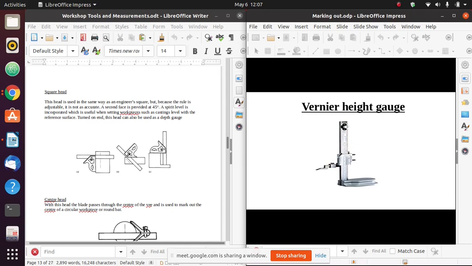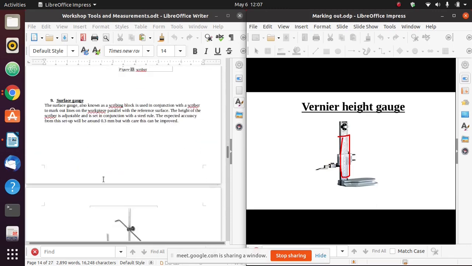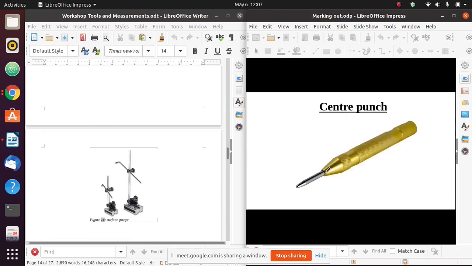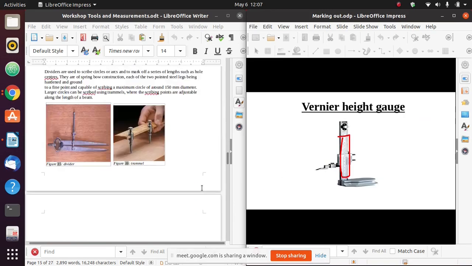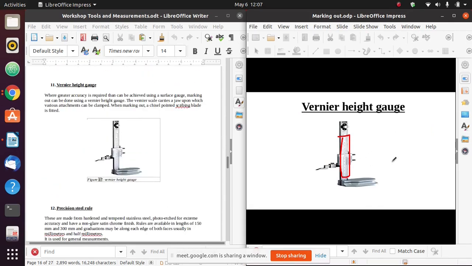Because a vernier caliper and a vernier height gauge both have a vernier scale. We have the main scale on this vertical shaft, and we have this movable vernier scale that slides along the main scale. So go find out from that video how to read a vernier height gauge. So the accuracy of this is improved because we have introduced the vernier scale.